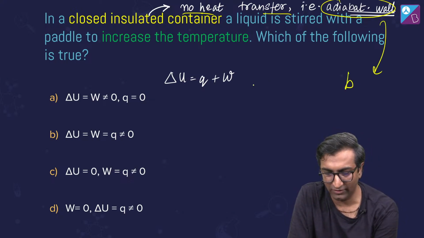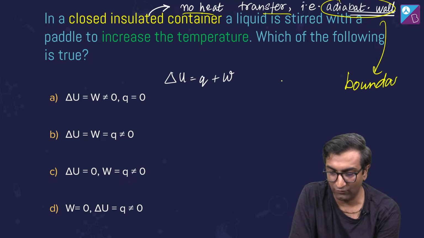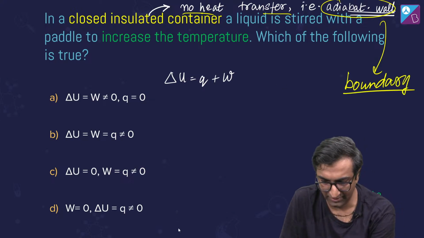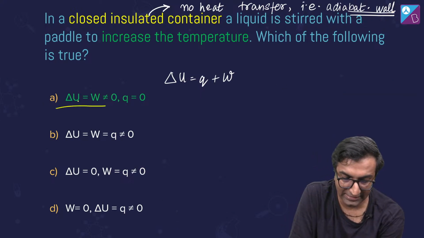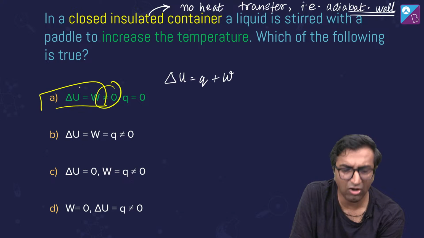This is the same as boundary. Okay, please don't get scared when you see words like wall. That's another way to just say boundary. Okay, that's it. So delta U is equal to W, which may or may not be equal to 0.